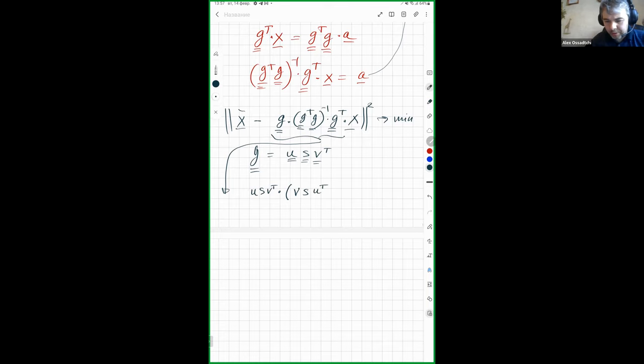G transpose is V S U transpose, agreed? I didn't transpose S because S is a diagonal matrix, so there's no need to transpose it. Multiplied by G, which is U S V transpose, by the second G, the inverse of it. Multiplied by U, multiplied by G transpose, which means V S U transpose, multiplied by X. Again, these are all matrices now, and this is the vector.